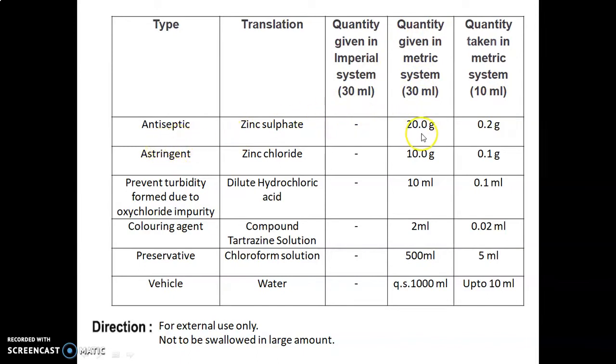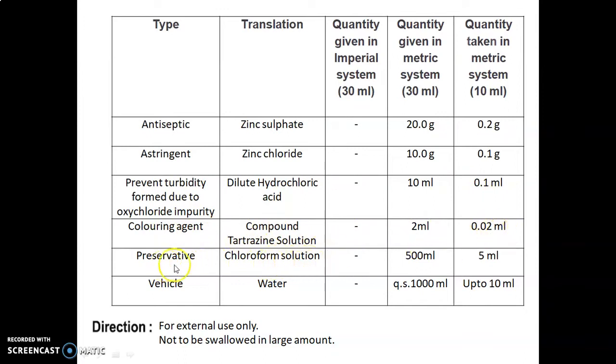quantity given 20 grams, multiply it with the factor, we get 0.2 gram. Zinc chloride, used as an astringent, quantity given 10 grams, multiply it with the factor, we get 0.1 gram. Dilute hydrochloric acid, used to prevent the turbidity formed due to oxychloride impurity, quantity given is 10 ml, multiply it with the factor, we get the quantity taken, that is 0.1 ml. Compound tartrazine solution, used as a coloring agent, quantity given 2 ml and quantity taken 0.02 ml.